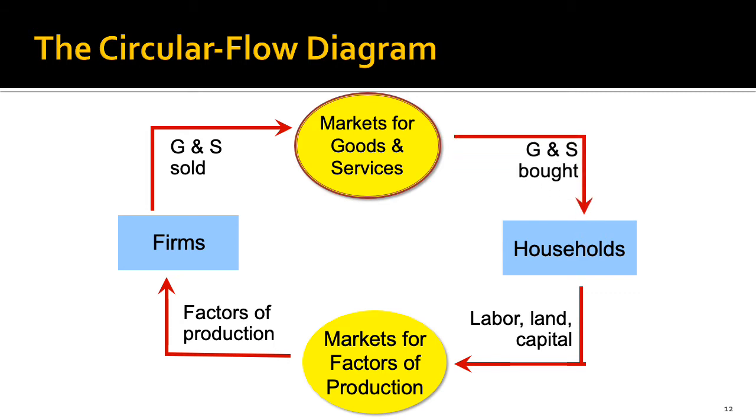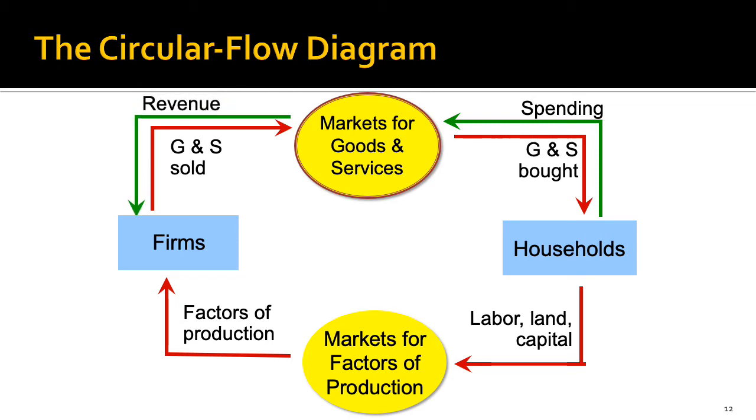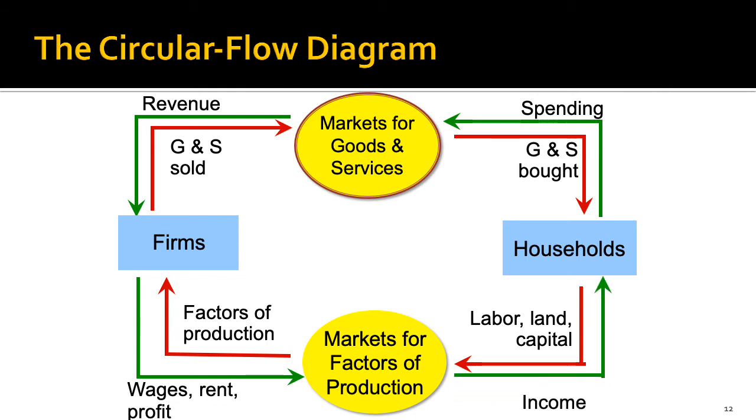So now when a household purchases a good or service, what do they give in exchange? Money. So spending flows from households to the market for goods and services. From the market, revenue flows into the firms. What revenue is made, the firm then pays wages, rent, and profit for their workers, for their land, for their capital. And finally, the households receive their money back in the form of income. So households provide the resources and input and later receive the income.